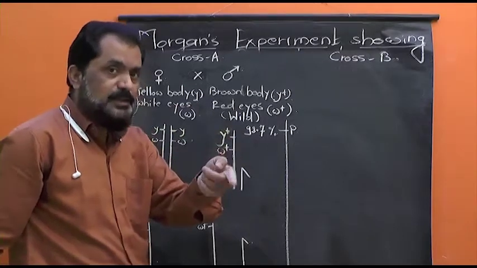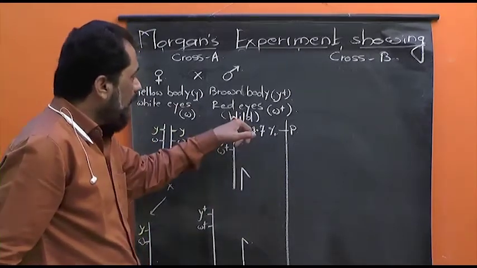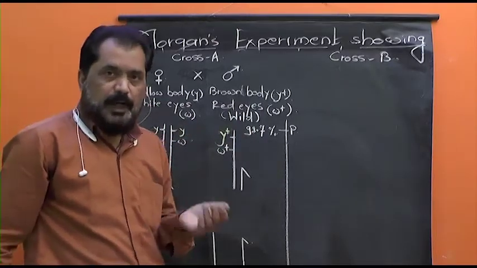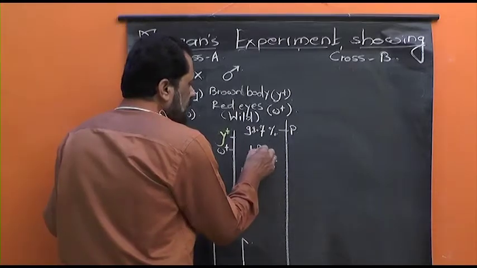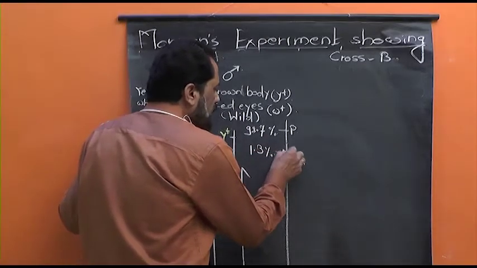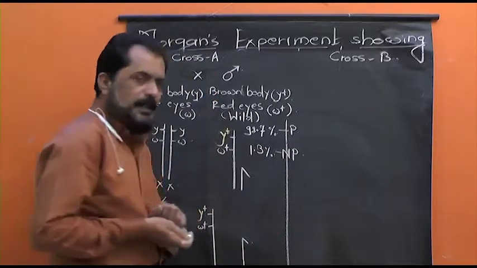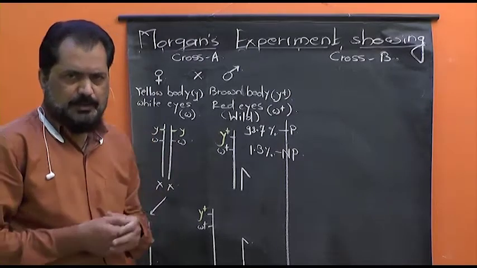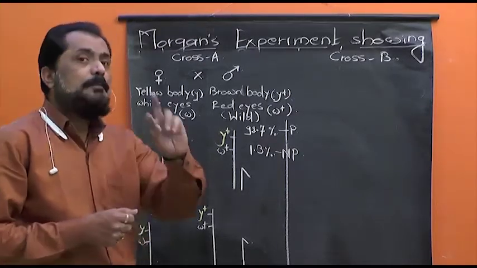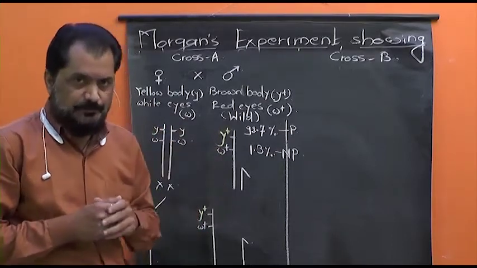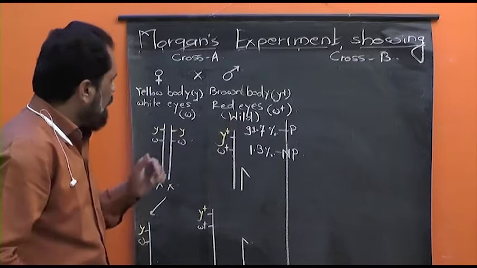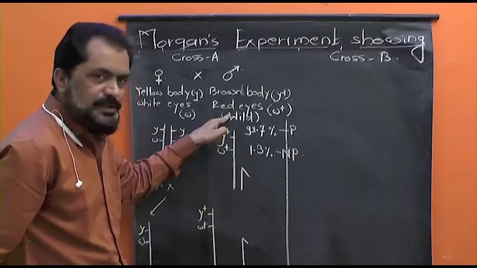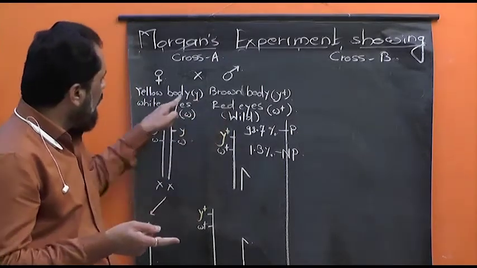98.7% of individuals were either with wild or we can say with yellow body and white eyes, and only 1.3% of F2 individuals showed non-parental type of combination of traits. अतिशय कमी प्रमाणात F2 individuals मध्ये नॉन पॅरेंटल कॉम्बिनेशन ऑफ ट्रेट्स दिसलं. नॉन पॅरेंटल म्हणजे काय, से द इंडिव्हिज्युअल आयदर विथ येलो बॉडी अँड रेड आईज और ब्राउन बॉडी अँड व्हाईट आईज.